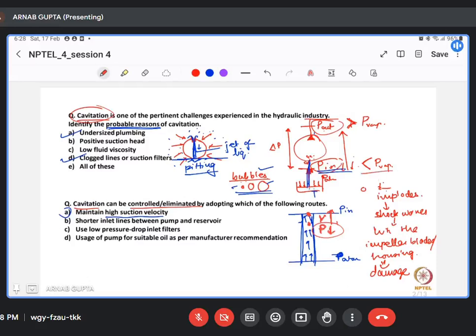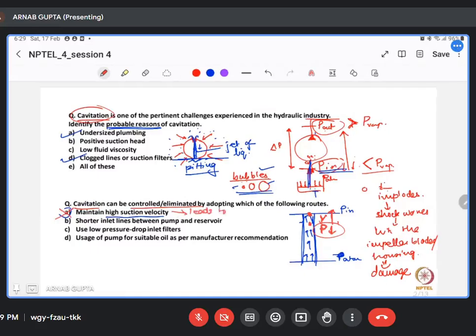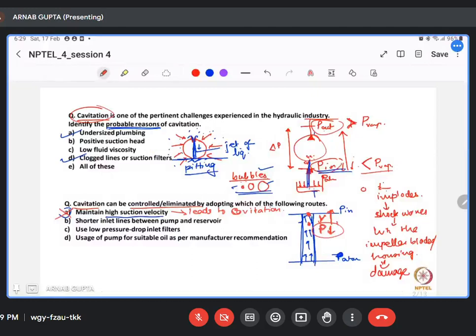So that's why we need to maintain a lower fluid velocity so that the pressure energy component is higher, and due to the higher pressure, the formation of the vaporization phenomena can be avoided. So maintaining high suction velocity is not the correct option. Rather, this will lead to cavitation. So we have to maintain a lower suction velocity. Okay.